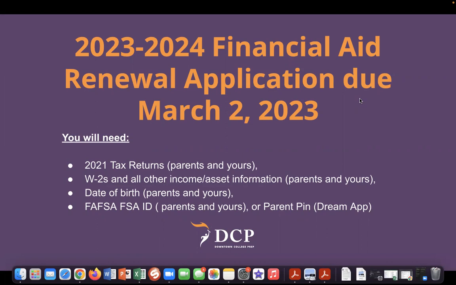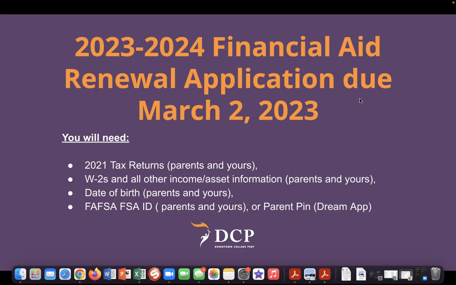It is really important that you know that you do need a couple of documents to start: your 2021 tax returns for both yourself and your parents, the W-2s and all other income and asset information, as well as the date of birth for your parents. You should know yours. And your login information, and your parents' login if they're going to be doing FAFSA, and your parent PIN if you're doing the Dream App application.